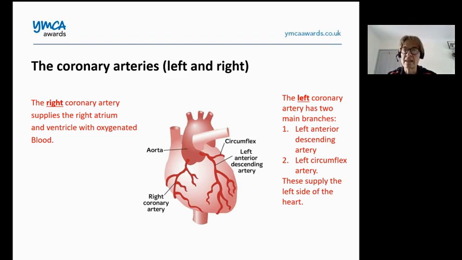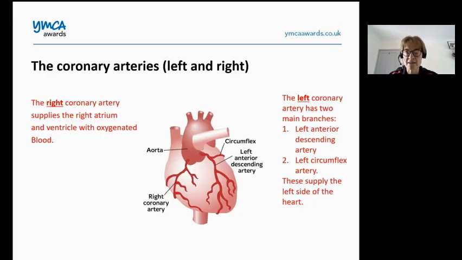And then moving over to the left, you've got two main parts to remember: the left anterior descending and the left circumflex artery. So three in total: right coronary, left anterior descending, and the circumflex. Just go back to that one for a minute.